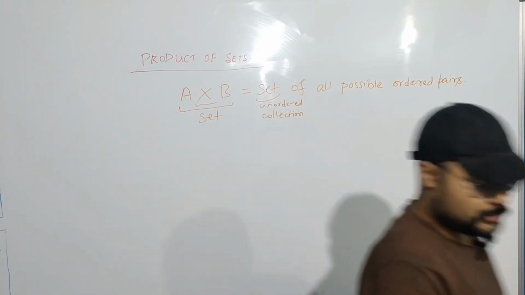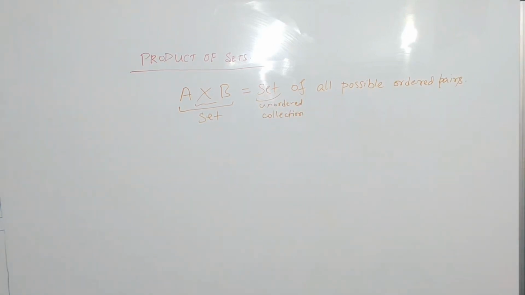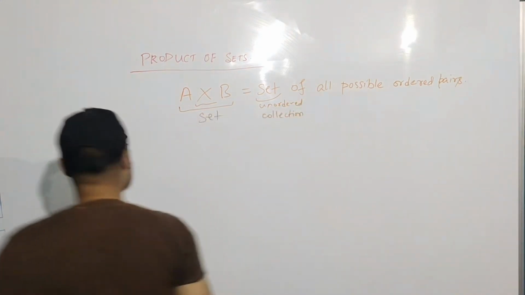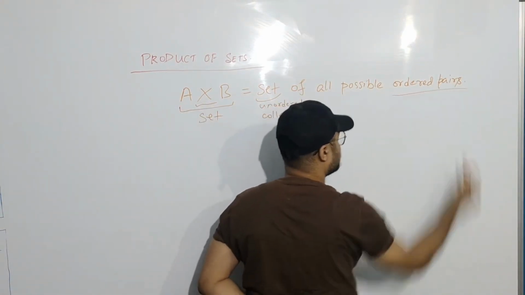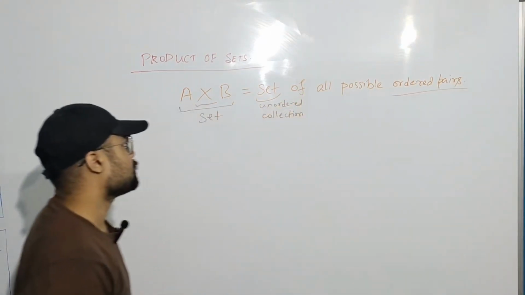Set of all possible ordered pairs. Okay. So what do I mean by this, ordered pairs? What is this ordered pair?